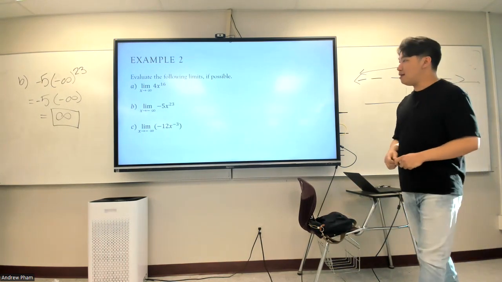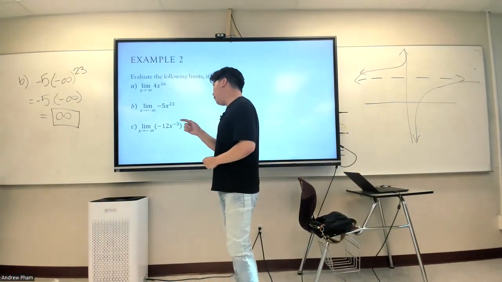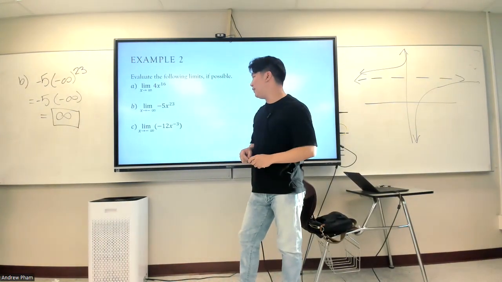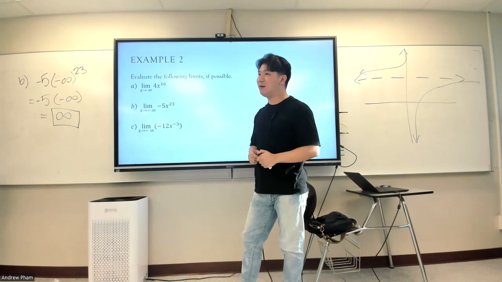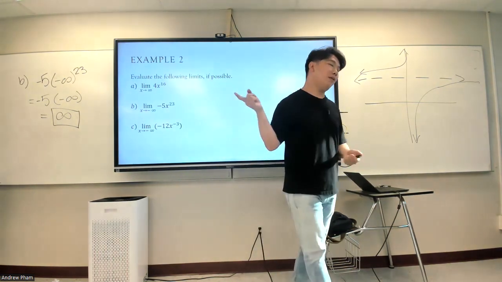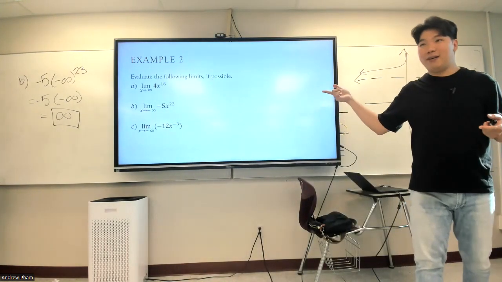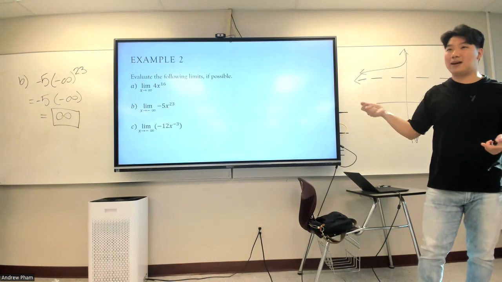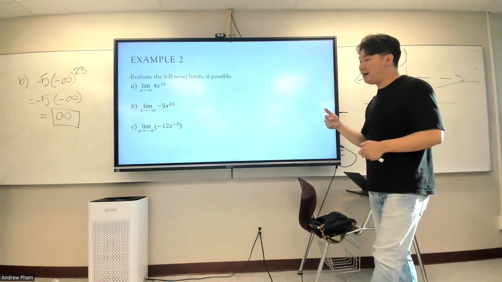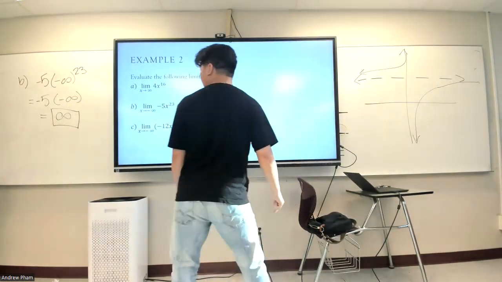Now let's look at part C. Part C looks a little bit different. We have the limit as x goes off to negative infinity of negative 12x to the negative third power. So what looks a little bit different about part C compared to parts A and B? Yeah, if I look at that power, the exponent, it's negative this time. So this is where it could make a big change in my final answer.